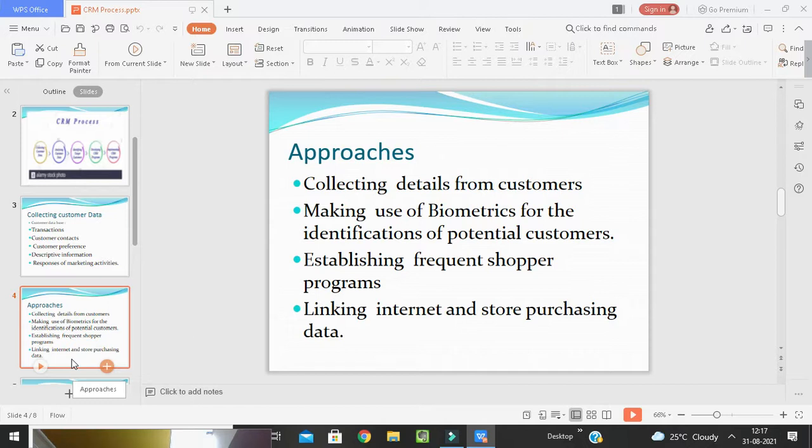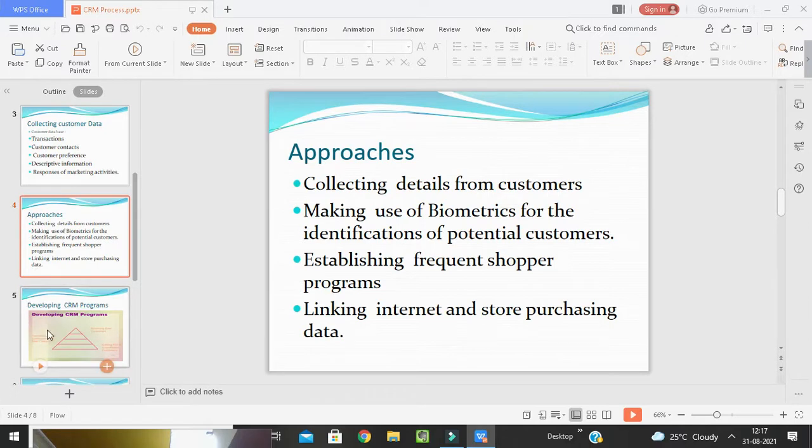Next one is linking internet and store purchasing data. What is happening is, if a customer makes a purchase through a Visa or MasterCard belonging to a third party, then it is not easy for retailers to identify the customer. If the same card is used by the customer for an online purchase at the retailer's website, retailers are able to learn about the customer from the shipping information.